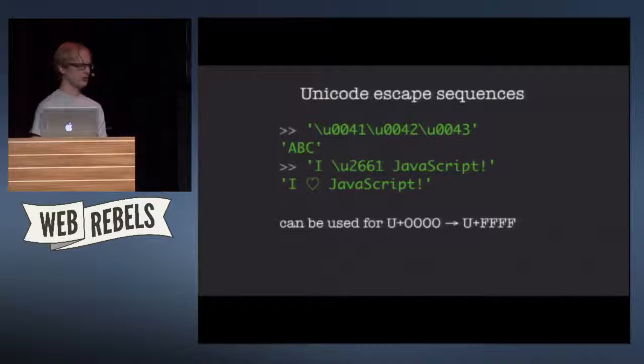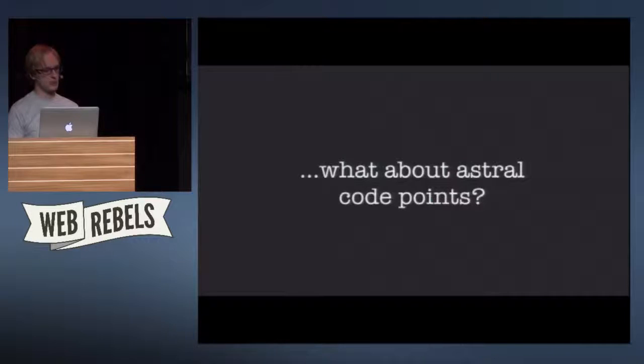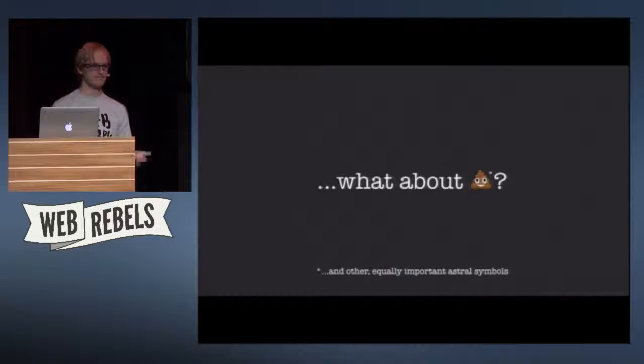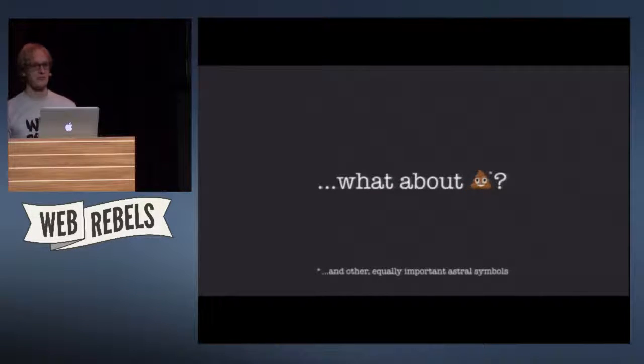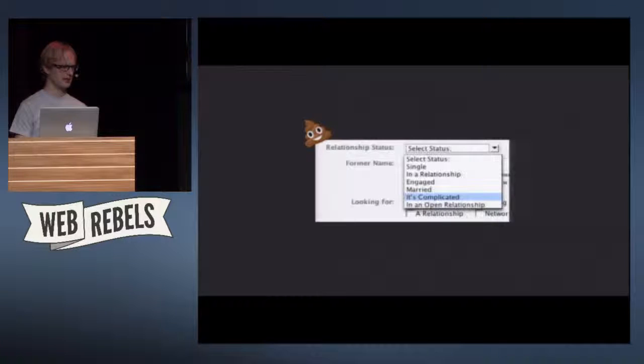But what about all those other planes that we talked about? What about the astral planes? We need more than 4 hexadecimal digits to represent those code points, so how do we do that? Or another way to phrase the question, what about the pile of poo? And other equally important astral symbols, of course. So how can we escape these astral symbols in JavaScript strings if we can only specify up to 4 hexadecimal digits at a time? And the answer is we can actually do this, but it's slightly complicated.